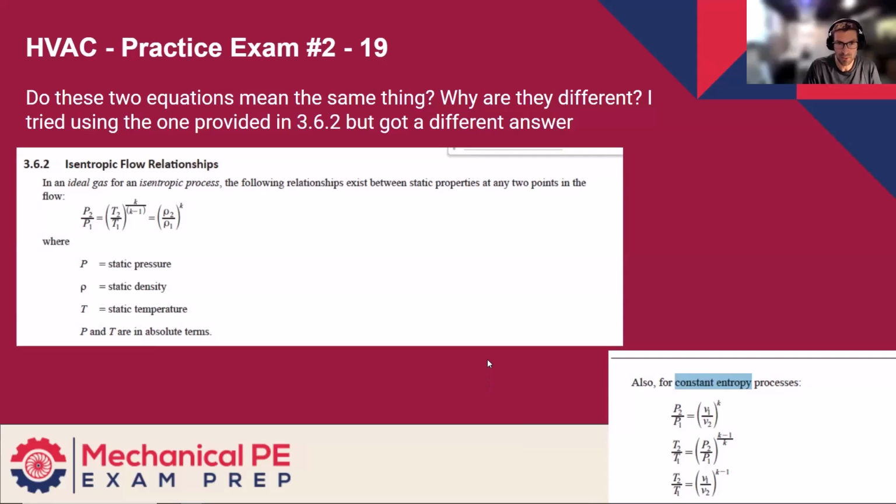HVAC Practice Exam 2, number 19. Do these equations mean the same thing? Why are they different? I tried using the one provided in 362, but got a different answer. And we have isentropic flow relationships here in one place in the reference handbook, and then somewhere else, constant entropy processes looking like this. And that's a great question.